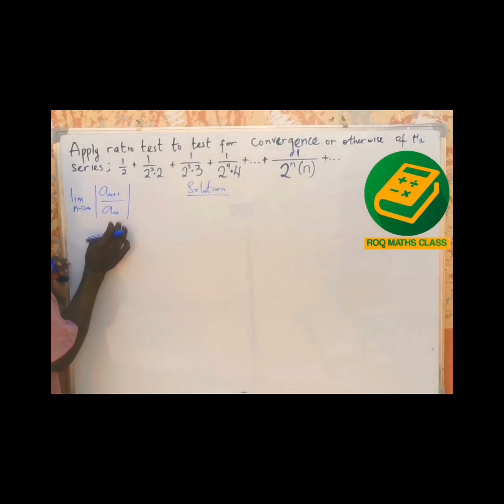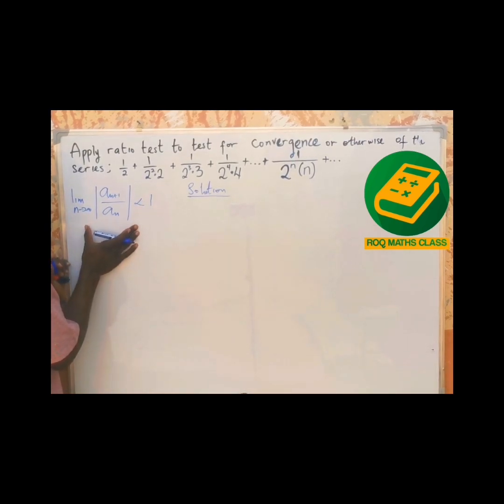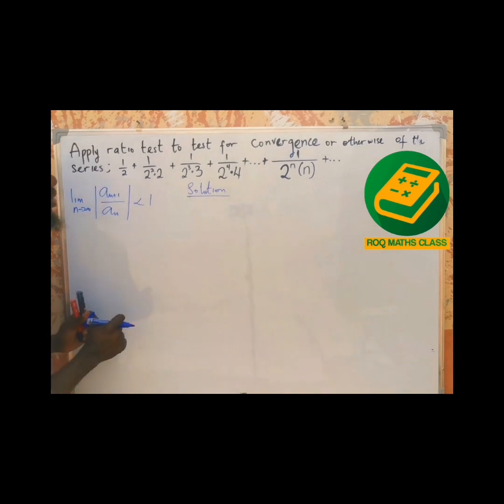In our last tutorial we talked about this. If it's less than 1, the series converges, and if it's greater than 1, the series diverges. Now, let us move on.